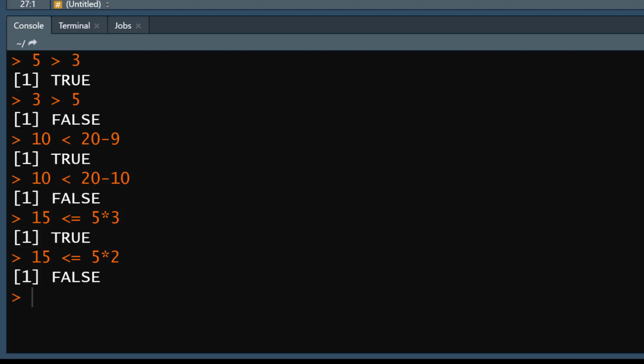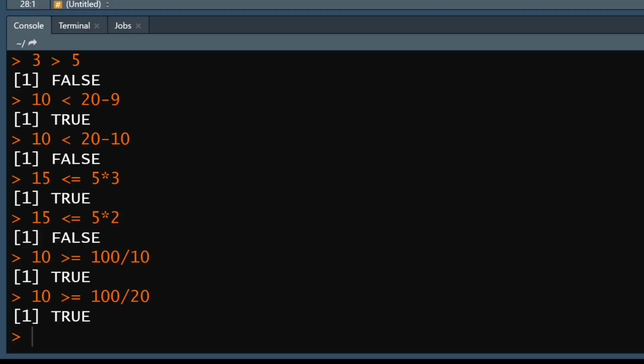I can do the exact same thing with greater than or equal to. Is 10 greater than or equal to 100 divided by 10? 100 divided by 10 is 10, so I get a TRUE. If I have 100 divided by 20, that is 5. 10 is also greater than or equal to that.